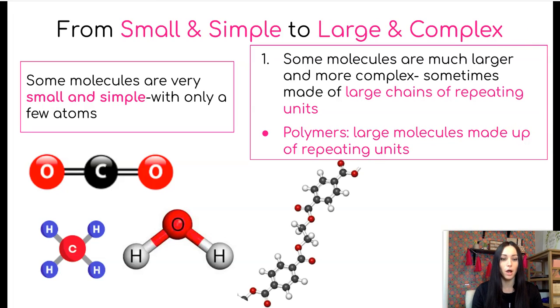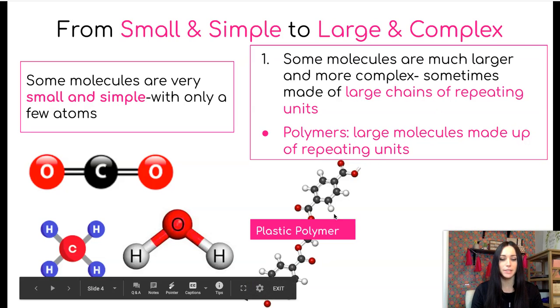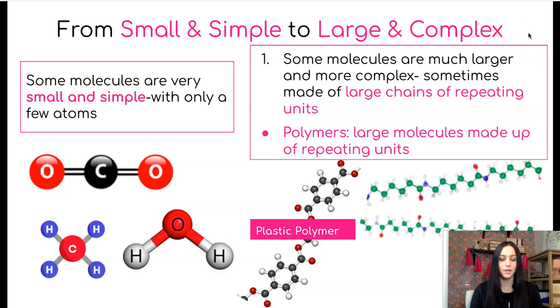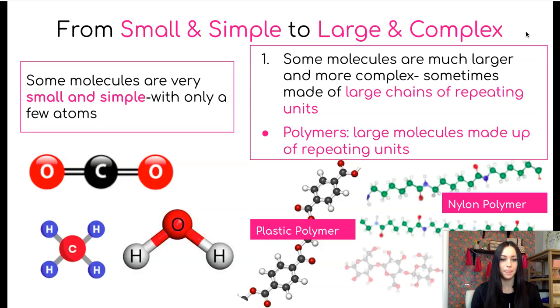Some examples of large complex molecules called polymers are plastics. As you can see here, this plastic polymer is made up of a very long chain of repeating units, a large and complex molecule. Another example is nylon. You may have seen this in your clothes before. You can see here a very long chain molecule, much larger and more complex. Another example is glucose, which is the sugar that's in our food. You can see here again, a much larger, more complex repeating molecule.